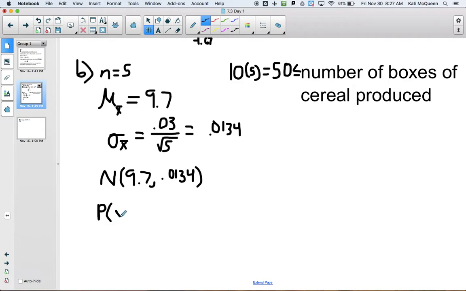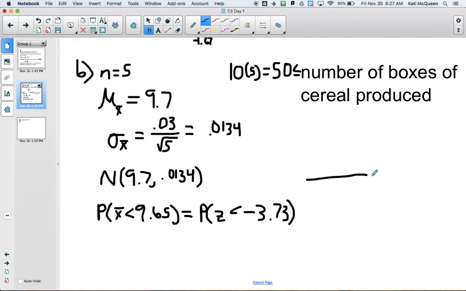So we then want the probability that this set of 5, or the average of this set of 5, so they call that an X bar because it's from the sample, is less than 9.65. So we're going to want to find the z-score, and this time the only difference is when we're finding this z-score, we're still using 9.65 and 9.7, but my standard deviation has changed to 0.0134. So that gives us a z-score of negative 3.73.